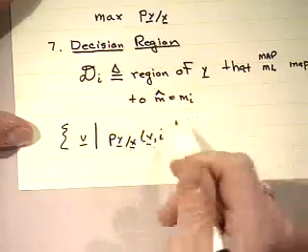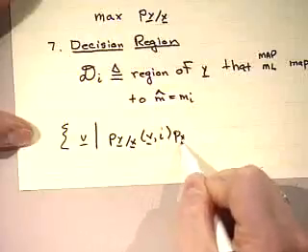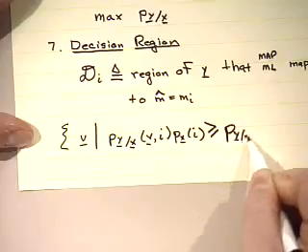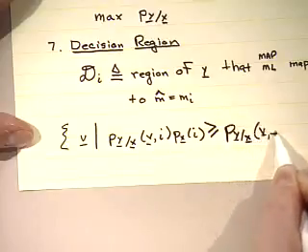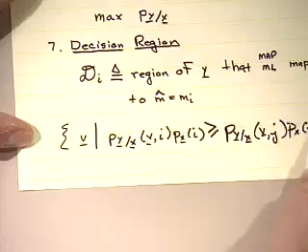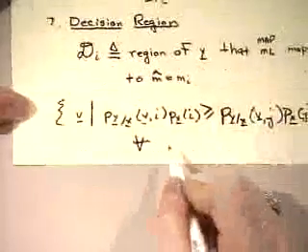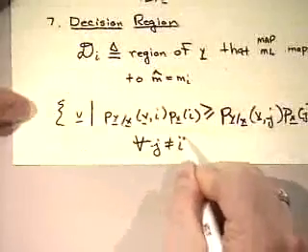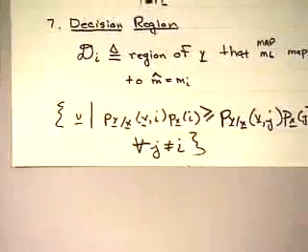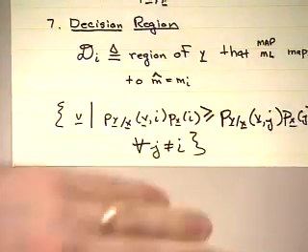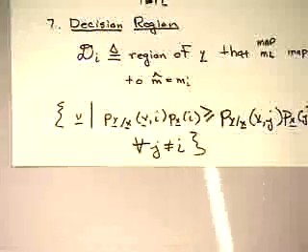It's all the y's for a given message i such that this is true: P of y given x_i times P of x_i is greater than or equal to P of y given x_j times P of x_j, for all j not equal to i. So in other words, it's basically the regions of Y for which that particular value of X, indexed by i, is most likely or maximizes the a posteriori probability.